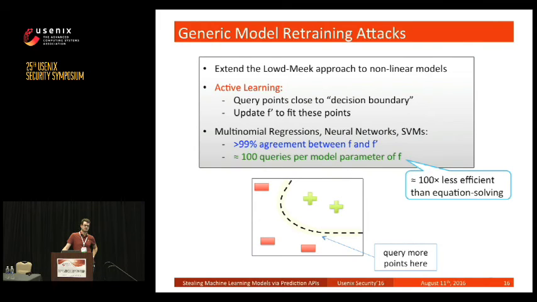Very nice work. I'm just curious, what if the model contains more than one tree? For example, an ensemble of trees or random forests. Can you recover that? Probably not.